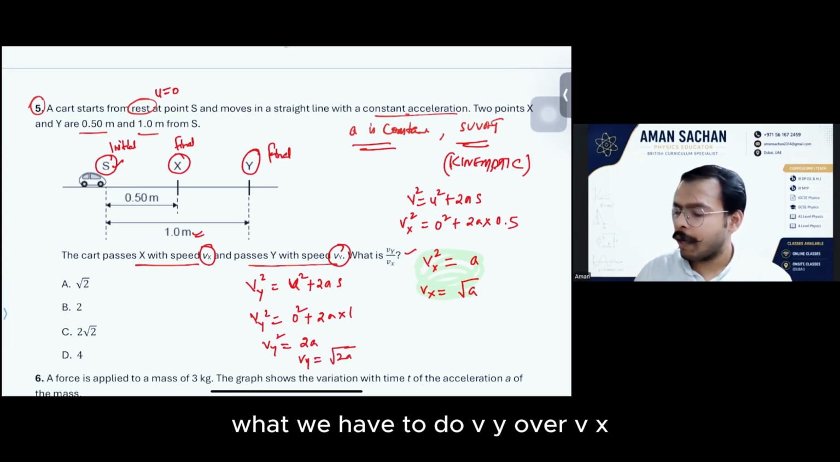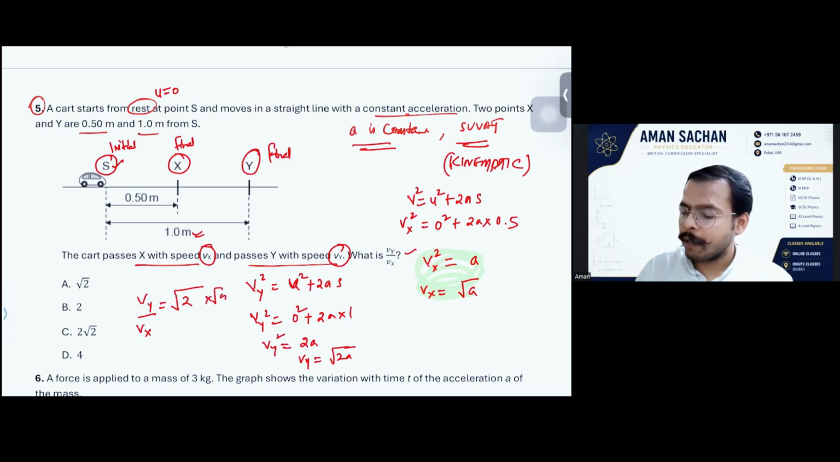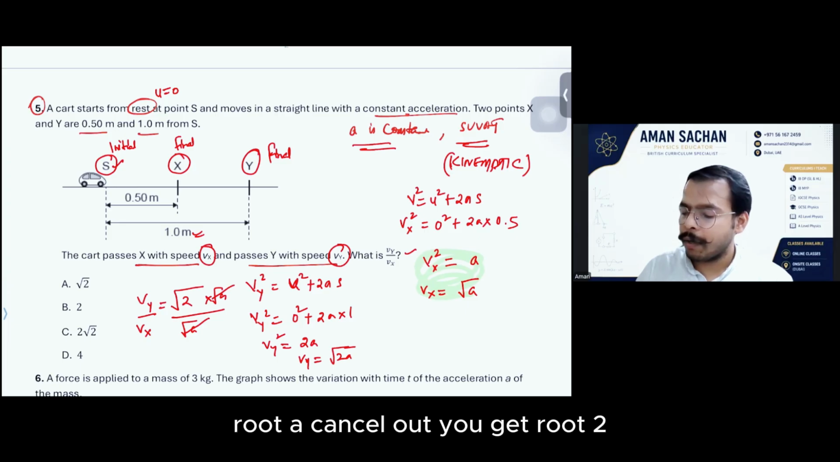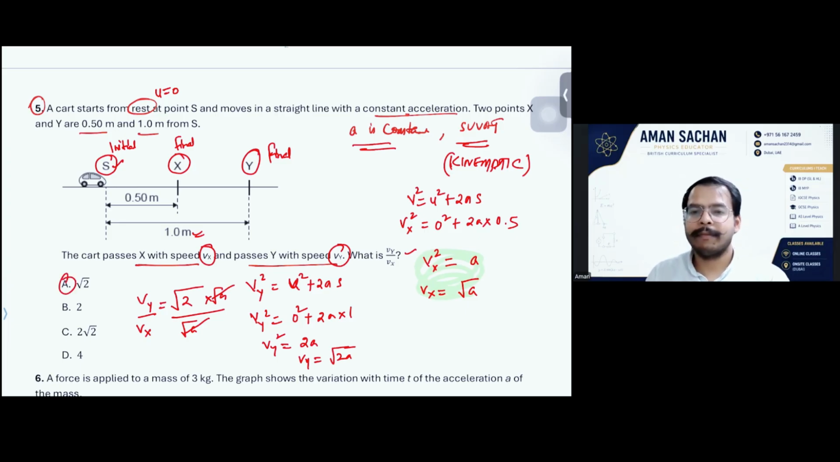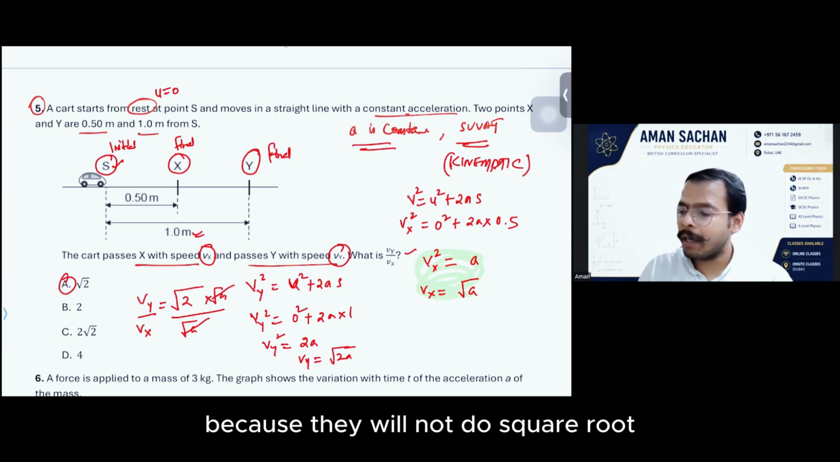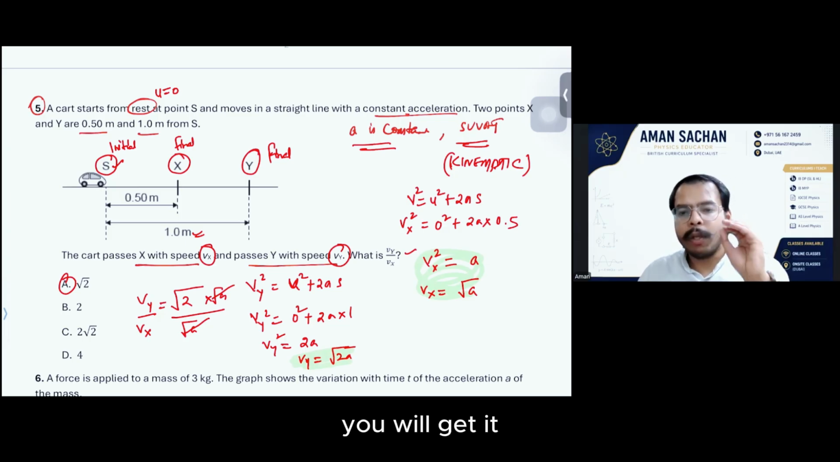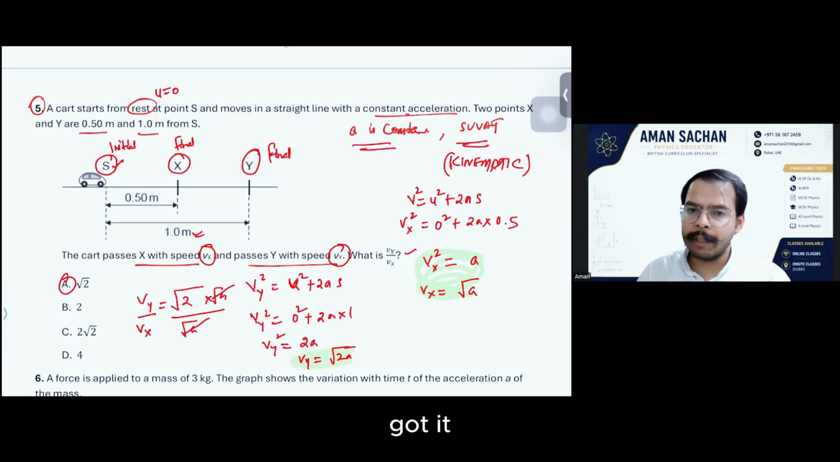So Vy is root 2A, right? What we have to do? Vy over Vx. Put Vy over Vx. Vy is root 2 times root A, and this Vx is root A. Root A cancels out. You get root 2. Easy. But people will lose marks because they will not take the square root. So do it a little bit slowly. You will get it. Got it?